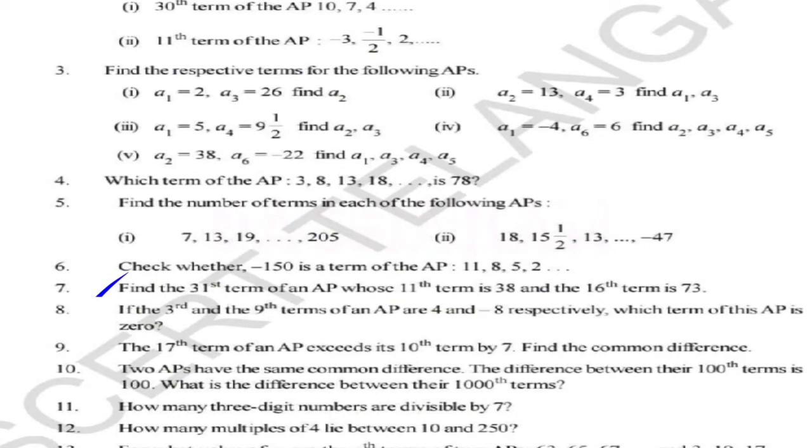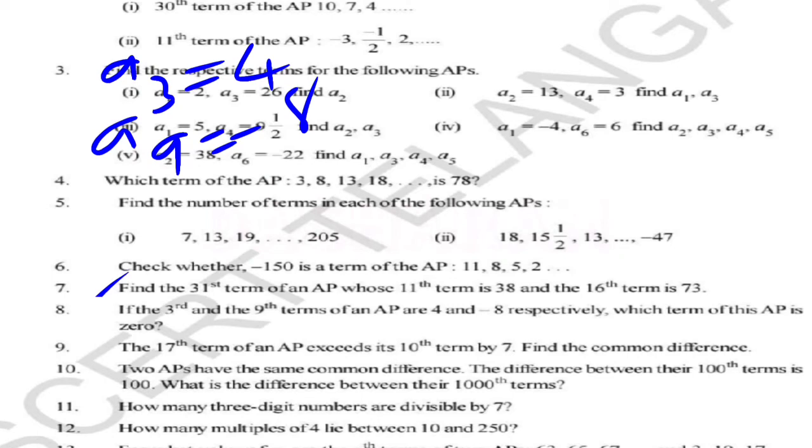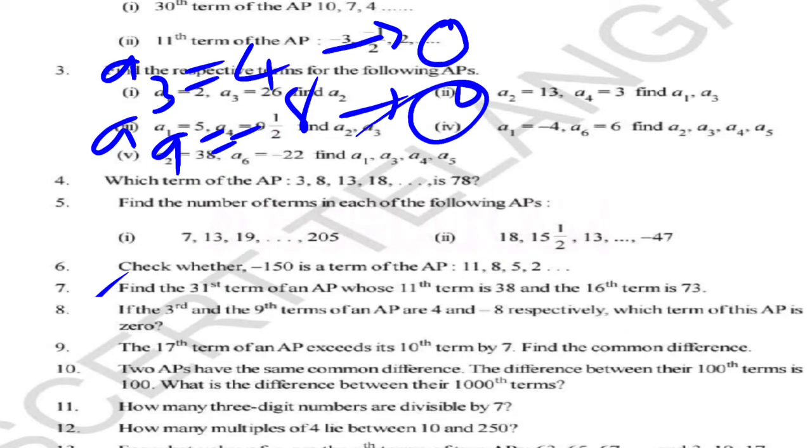Next, 8th question, if the third and ninth terms of an AP are 4 and minus 8 respectively. See, the third term means A3, it equals 4, and the ninth term, that means A9, it equals minus 8. So two values are given. It is very clear, here you will get one equation and here one more equation. If you simplify them by using the elimination method, you will get the A and D answers.